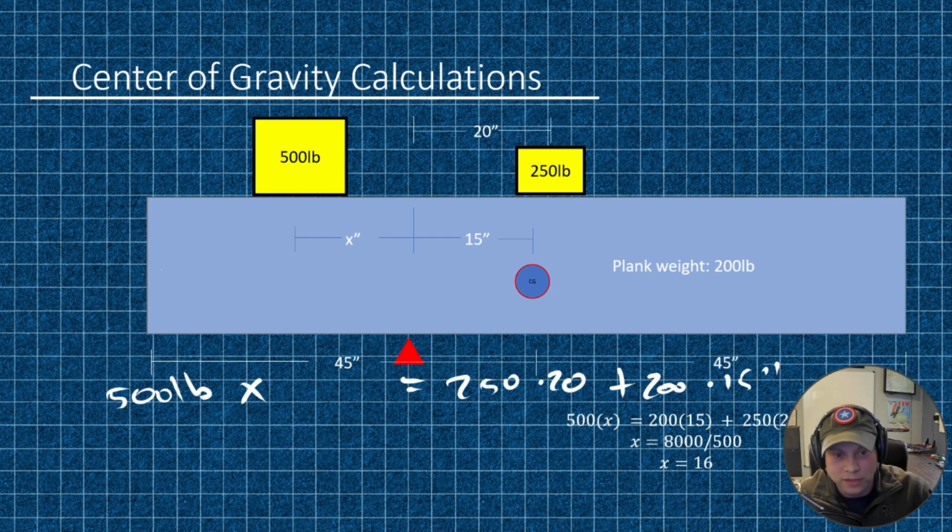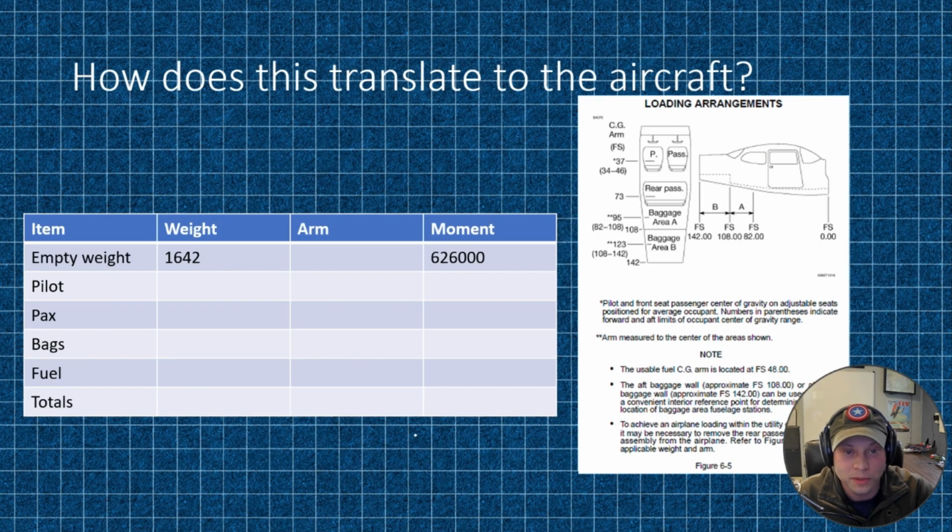You guys are all college level, so I assume you can do basic algebra. If you want, we can actually just run through it. Basically, what is this? 5,000 plus, what was that? 3,000? Comes out to 8,000 divided by 500, comes out to 16 inches. And again, verify all your units. Your center of gravity should be in terms of inches.